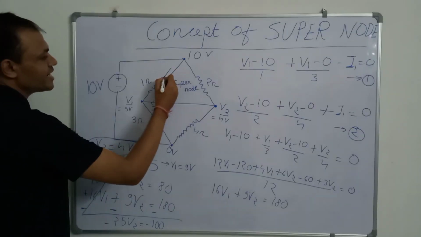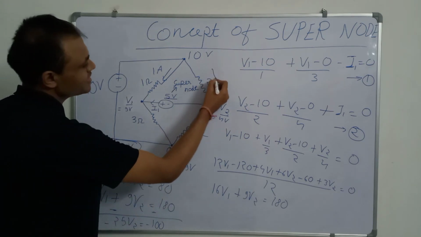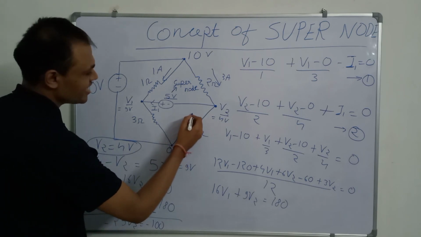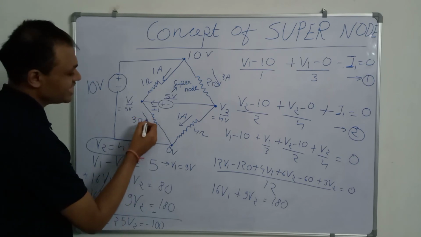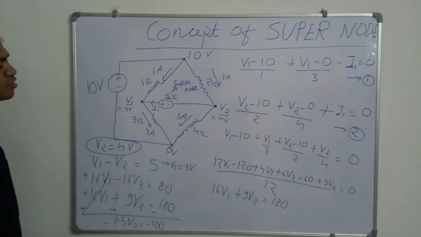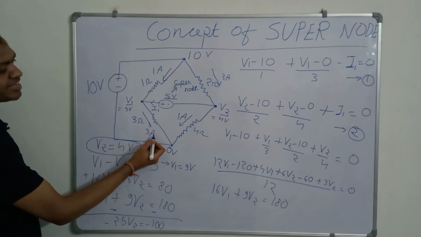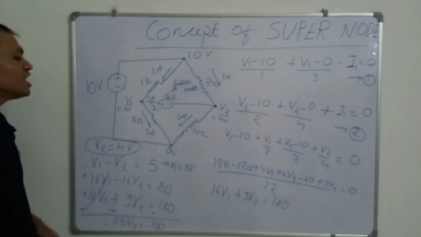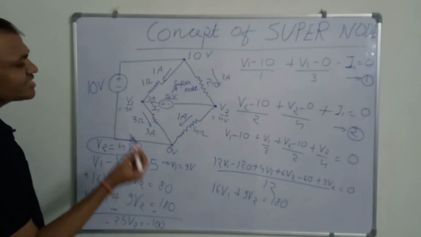So this current will be 1 ampere. This current will be 3 ampere. This current will be 1 ampere. And this current will be 3 ampere. So this I1 will be equal to 2 ampere, because 1 ampere and 2 ampere combined will give 2 ampere. So the I1 value is 2 ampere. So this is how we can solve any circuit which contains a supernode.